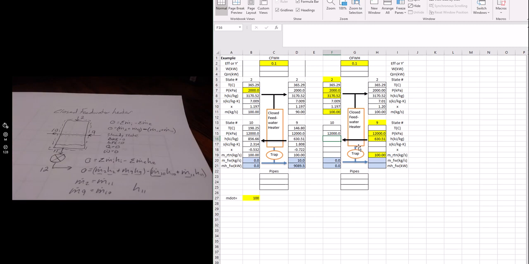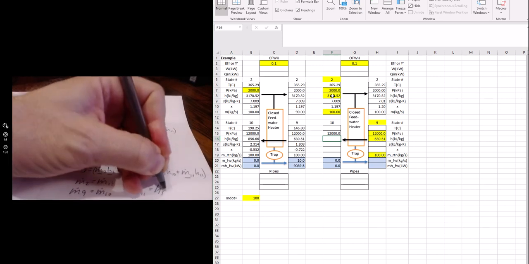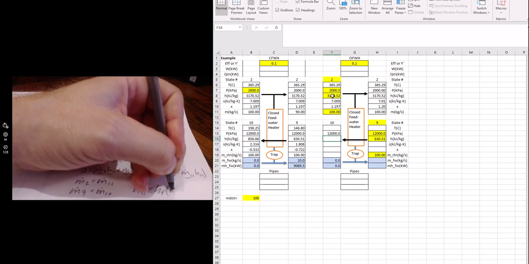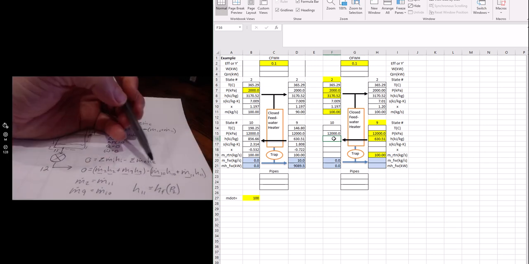And what this trap does is it adjusts the flow so that this state that's coming in always comes out as a saturated liquid. So it's going to come out here as a saturated liquid. At what pressure? Well, at this pressure. So H11 equals HF at P2, saturated liquid at this pressure. All right, so now we have everything we need. We solve for H10.